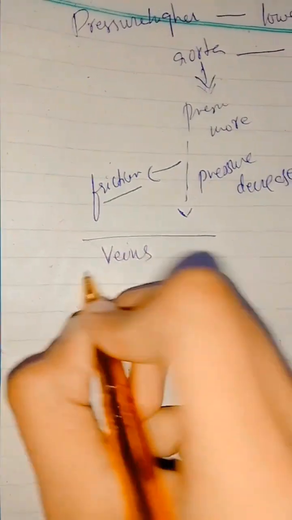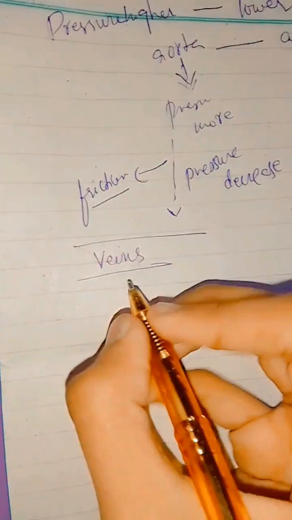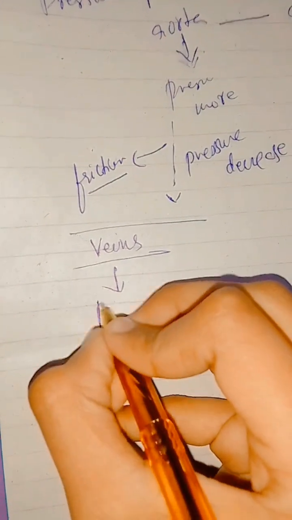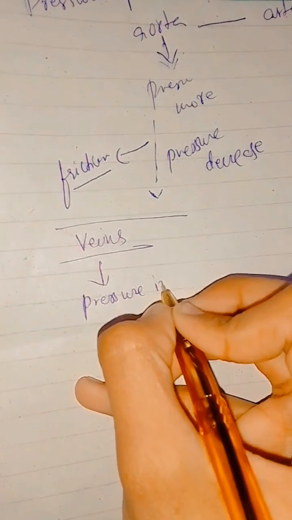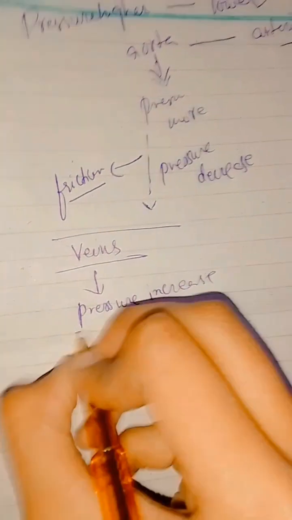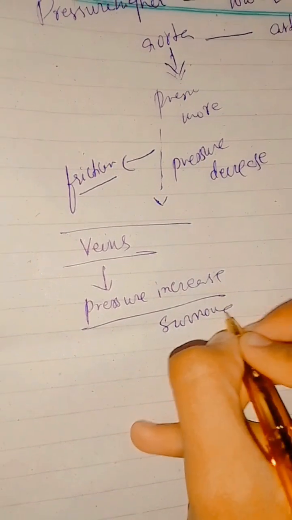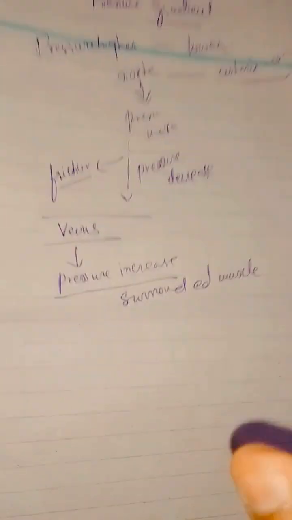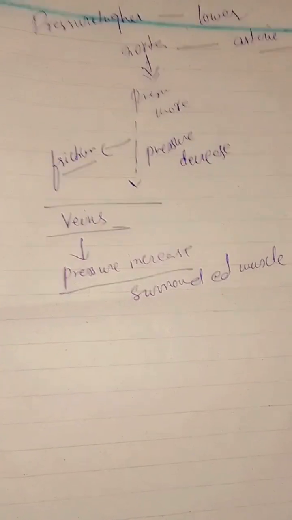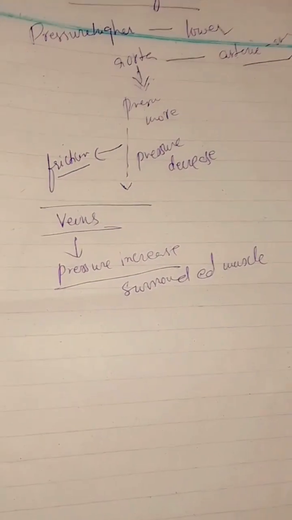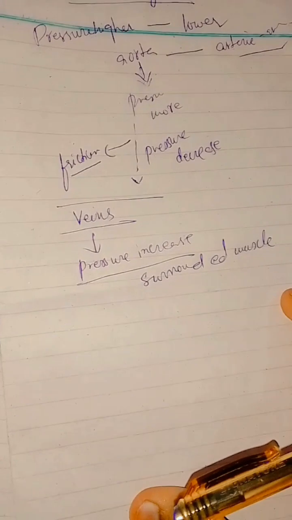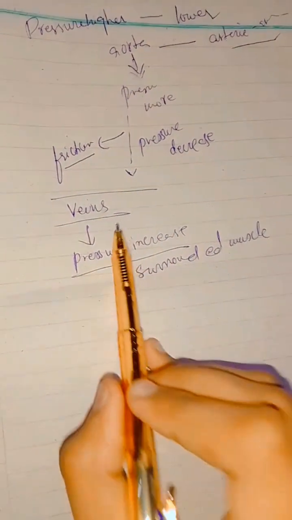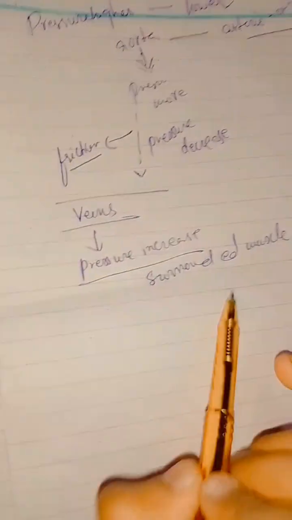But again the pressure is generated in the veins. How? The veins' pressure increases because of the surrounding muscles. As veins are surrounded by muscles, the muscles generate the pressure. But we do not detect the pressure of veins; we detect the pressure of arteries with the sphygmomanometer. So the pressure increases in the veins because of the surrounding muscles.